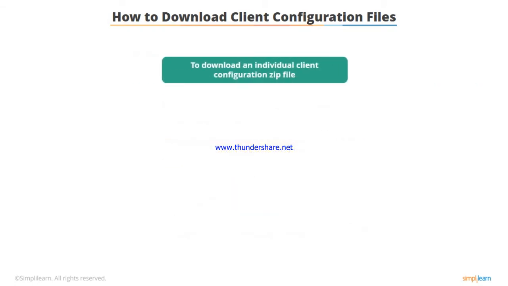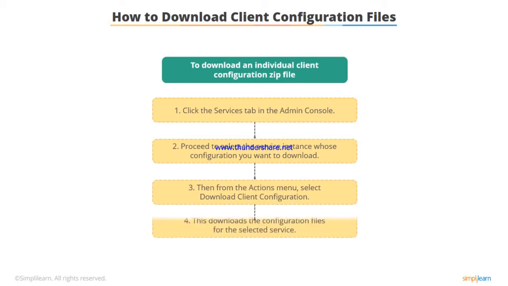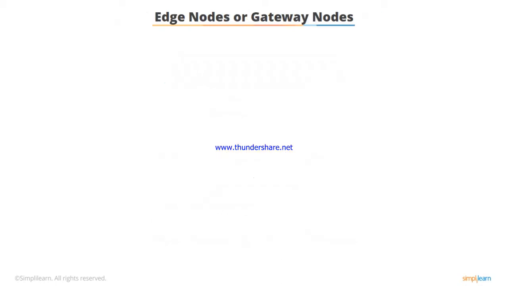To download an individual client configuration zip file, click the Services tab in the Admin Console. Proceed to select the service instance whose configuration you want to download. Then, from the Actions menu, select Download Client Configuration. This downloads the configuration files for the selected service.